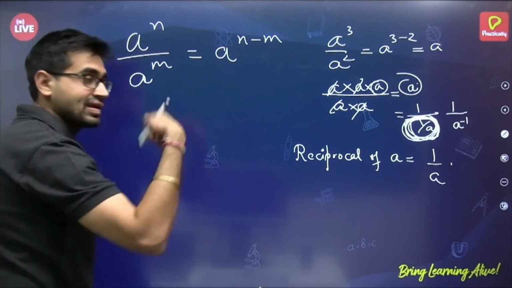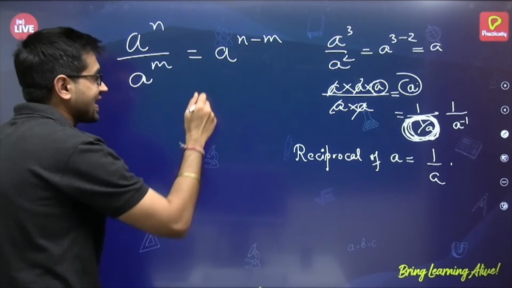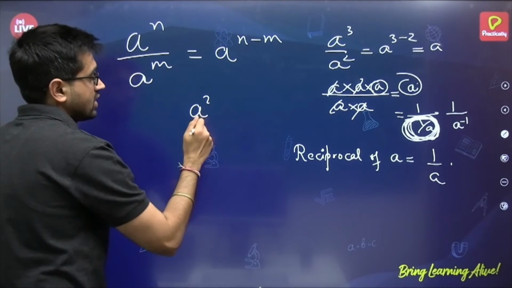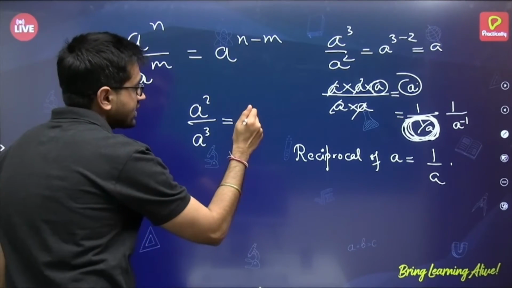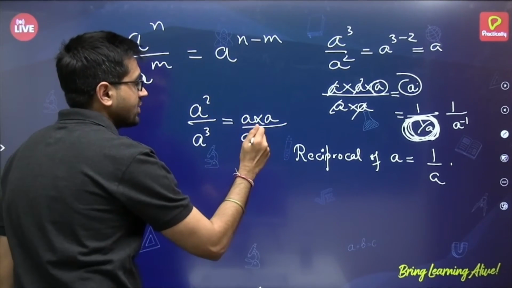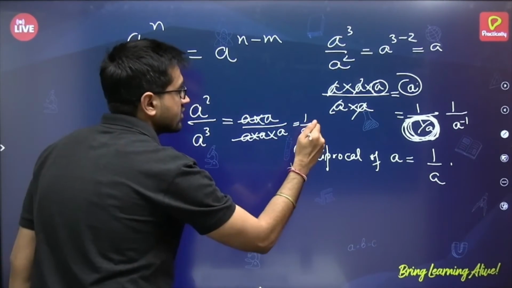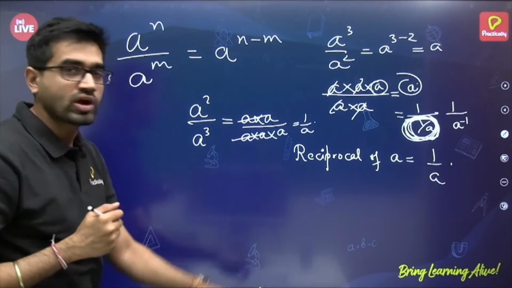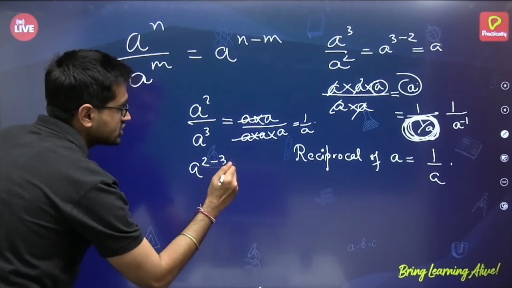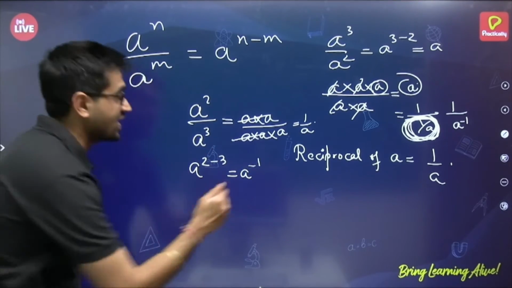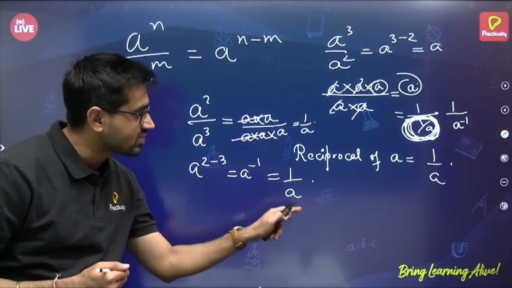To make you understand this again, let's solve like this. Let's say I take a square and divide by a cube. You get a multiplied by a divided by a multiplied by a multiplied by a. Correct? Now these two a's are gone. What do you get? 1 by a. That's the reciprocal of a. And also, as per the rule, it should be 2 minus 3, which is what? A to the power minus 1. So a to the power minus 1 is nothing but 1 by a.